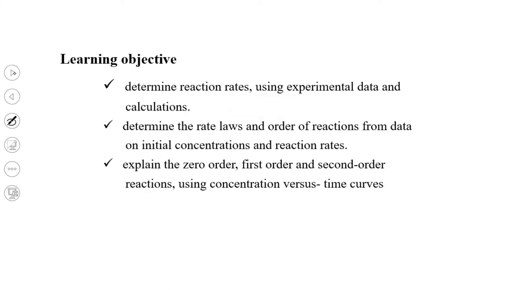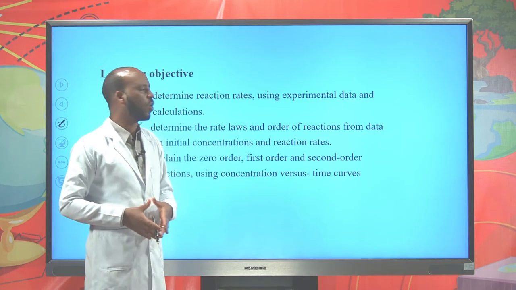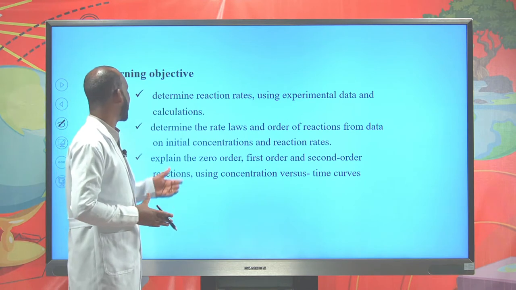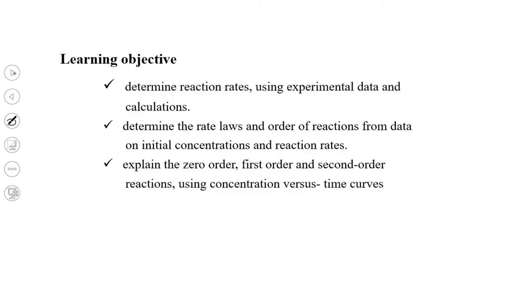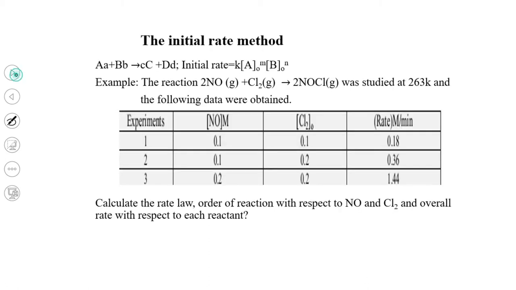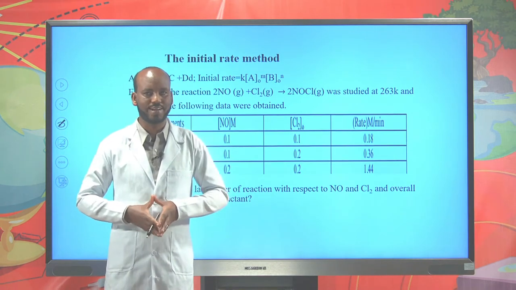At the end of this lesson, you will be able to determine reaction rates using experimental data and calculations. Determine the rate law and order of reactions from data on initial concentrations and reaction rates. Explain the zero order, first order, and second order reactions using concentration versus time curves. Students, if you are ready, then we will get started.